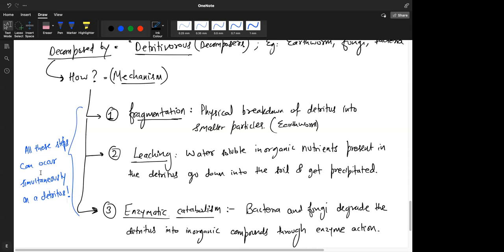Okay, and these kinds of detritus, are they beneficial or are they harmful? They are beneficial in a manner that they constantly keep a steady state of supply of nutrients to the soil.